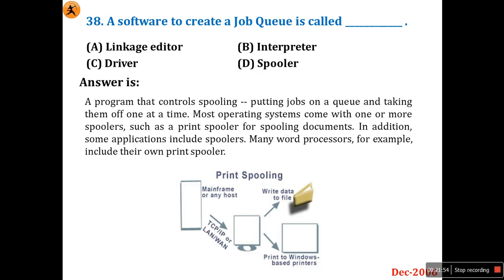What is spooler? A program that controls spooling, putting jobs on a queue and taking them off one at a time. Most operating systems come with one or more spoolers, such as a print spooler for spooling documents. In addition, some applications include spoolers. Many word processors, for example, include their own print spooler. This is a small example of a print spooler. This creates a job queue. It means you are giving 2-3 different print jobs, and it will create one queue, that is called spooling or spooler. Option D is the right answer.